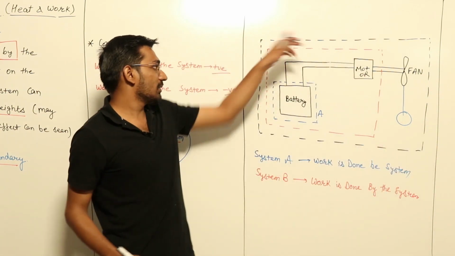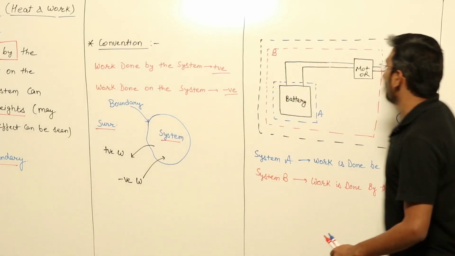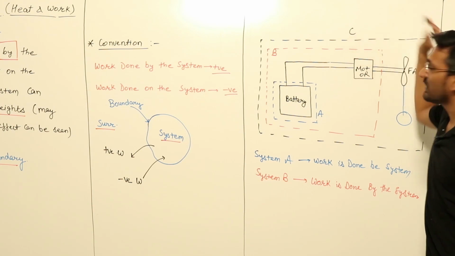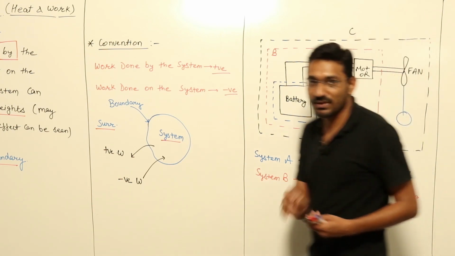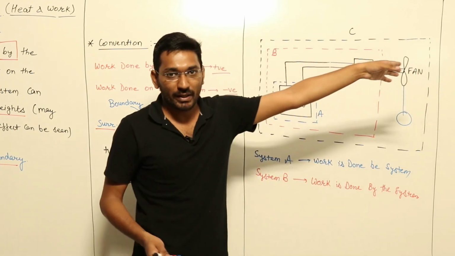Now you are saying that no, we are taking this battery, motor and fan as a system. So I am saying, let us say this is our system C. Now anything external to this system is our boundary.